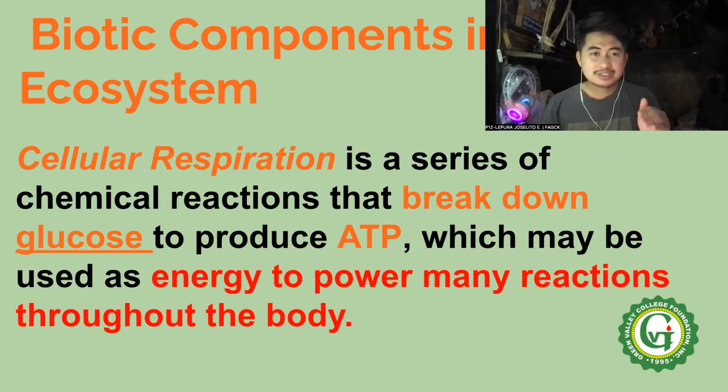Now, ang process naman na ina-undergo ng mga consumers is the so-called process of cellular respiration. Kanina, sa ating primary producers na pag-aralan natin na ang ina-undergo nyo na ecological process is your photosynthesis. But for cellular respiration, ito naman ay ina-undergo ng mga consumers. Now, cellular respiration is a series of chemical reactions that breaks down glucose to produce ATP. Tatandaan nyo ha, which may be used as energy to power many reactions throughout the body.